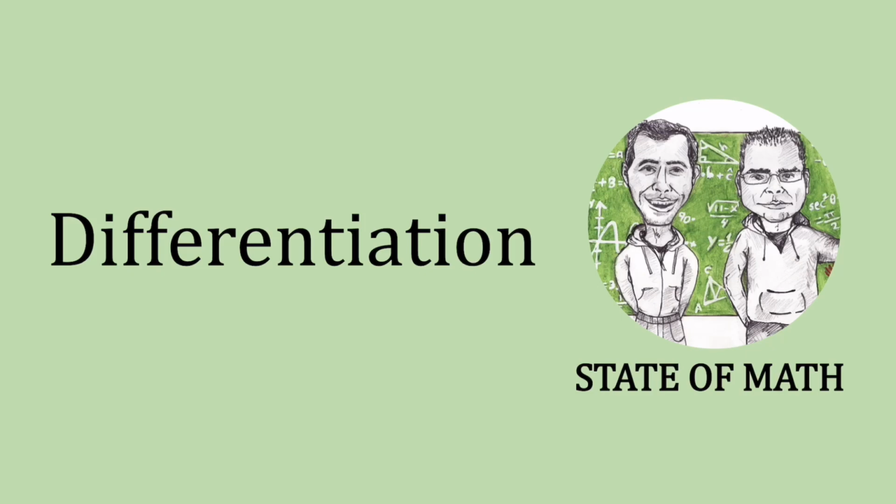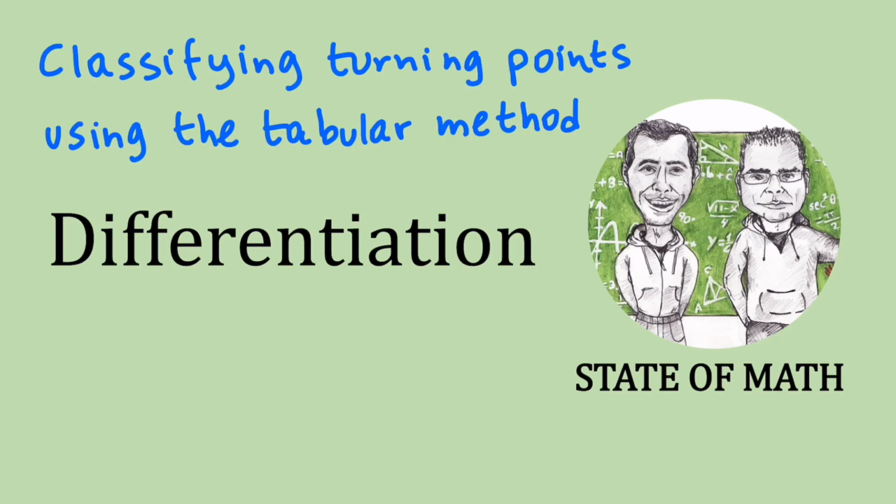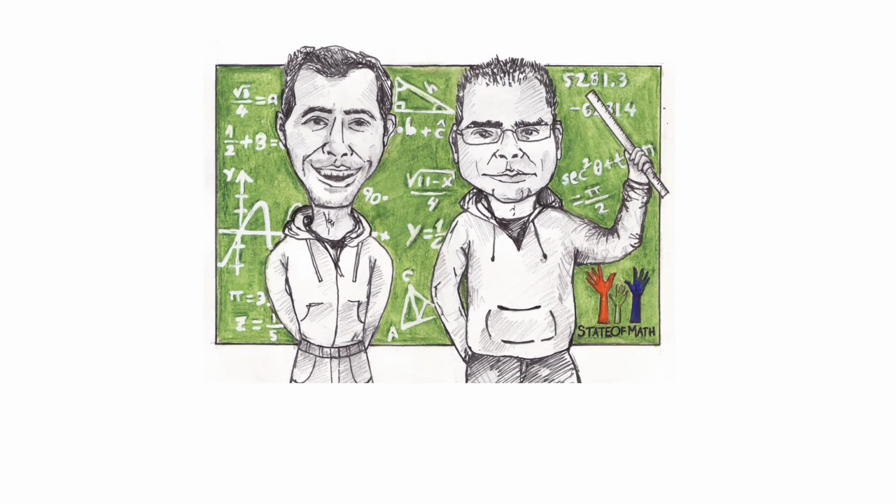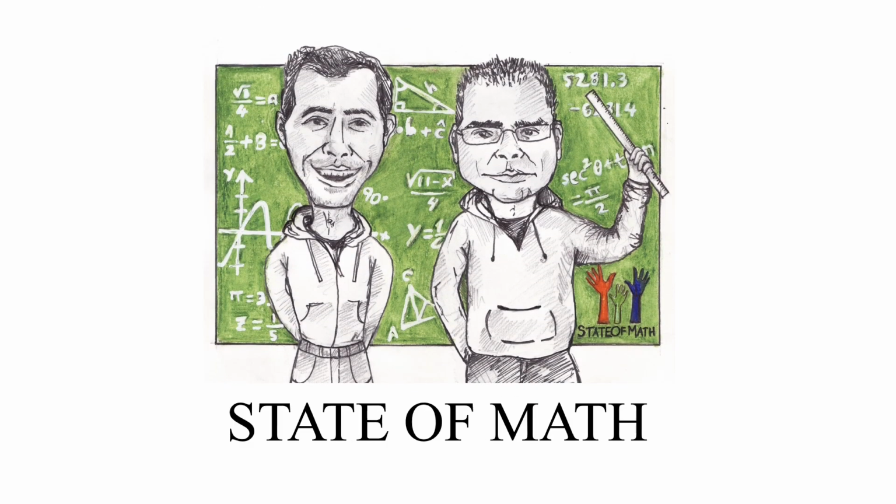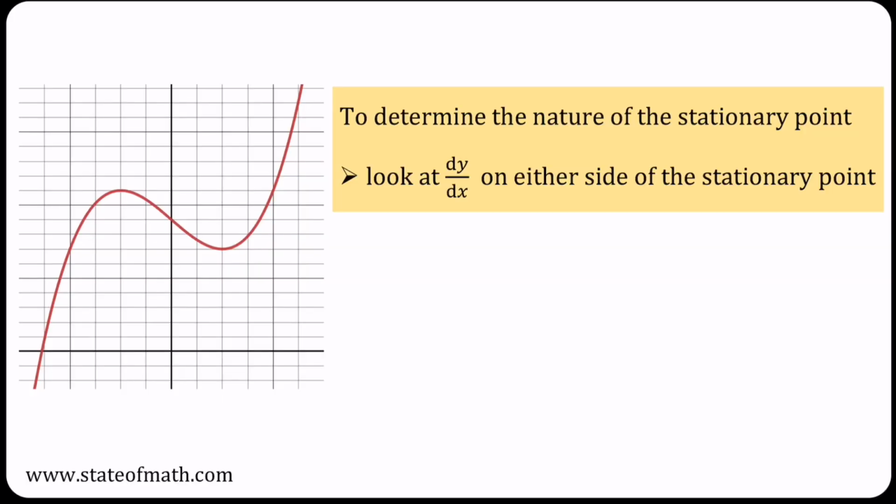In this video, I will explain how to classify turning points using the tabular method. So the tabular method is simply looking at the derivative on either side of the stationary point and deciding based on that whether it's a maximum or a minimum point. I call it the mathematical microscope.